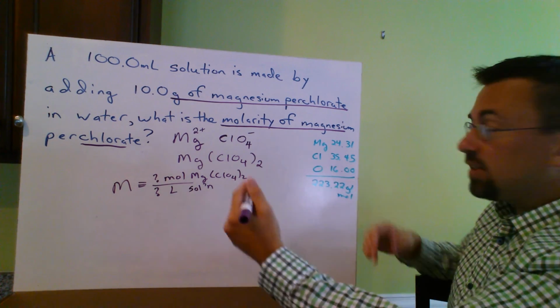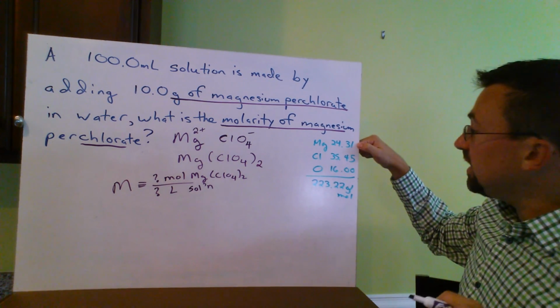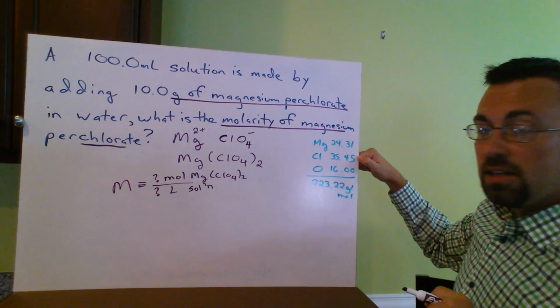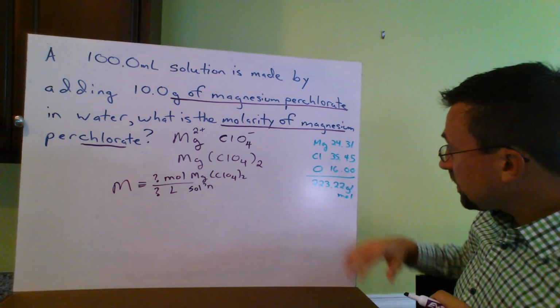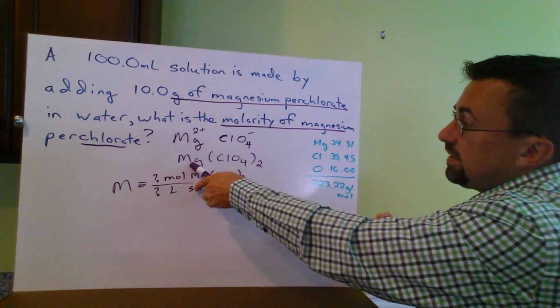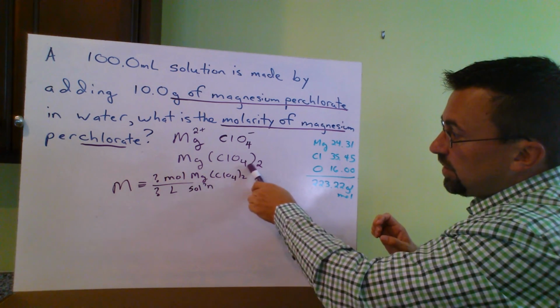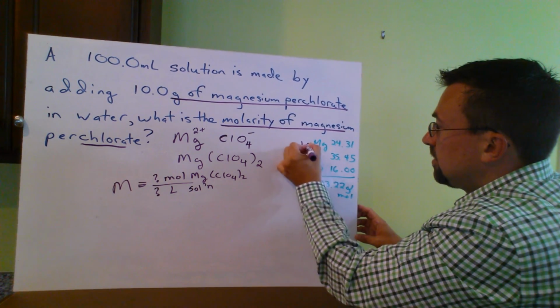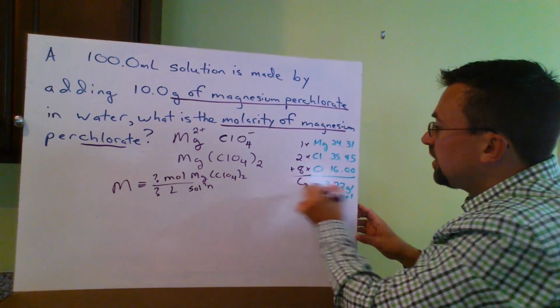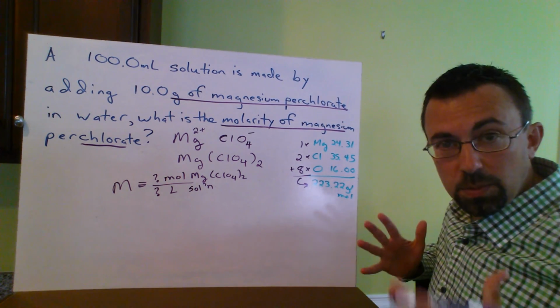So we have to go to our old friend, the periodic table. I chunked it out. Magnesium is 24.31. Chlorine is 35.453, and oxygen 16. If we take 1 magnesium, 2 chlorines, and 2 times 4, 8 oxygens, we add it up, we get 223.22 grams per mole.